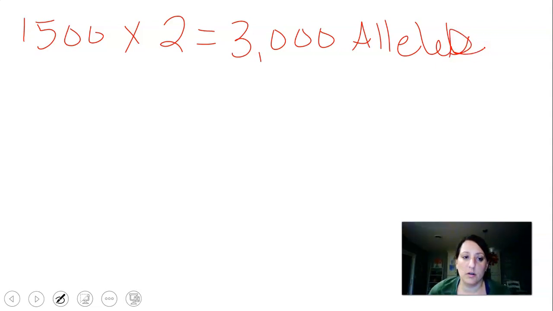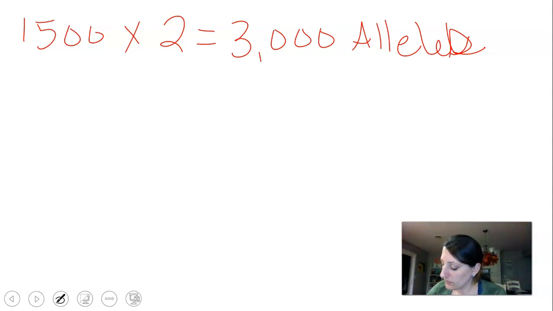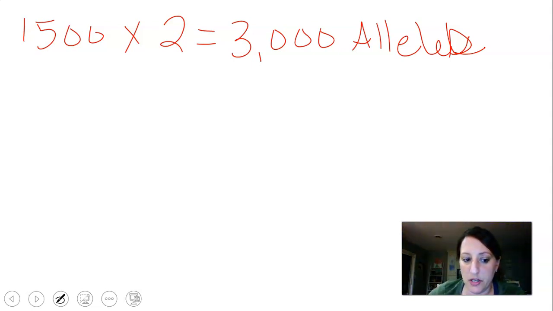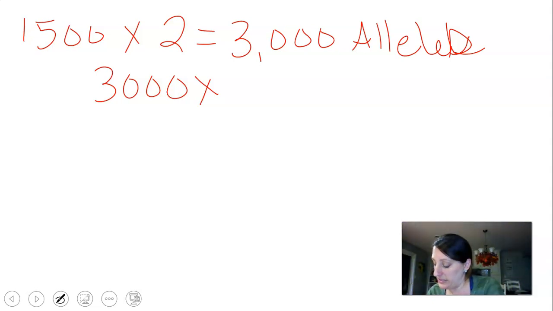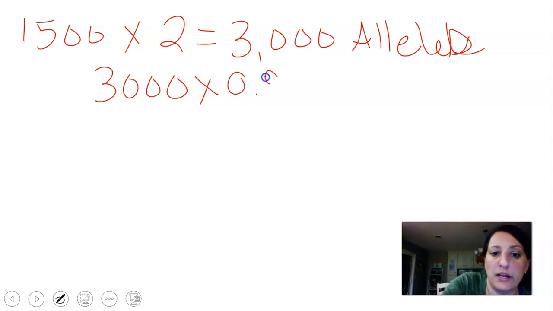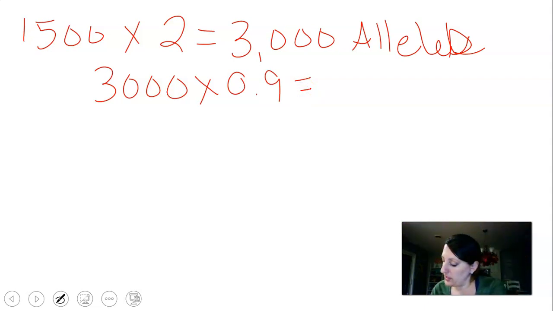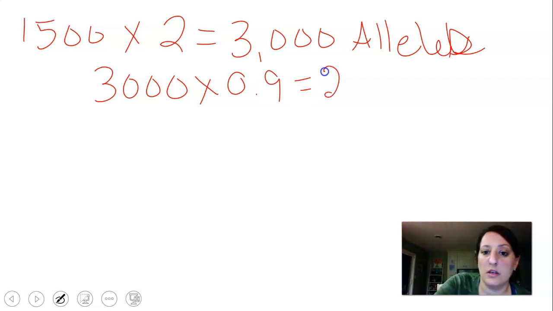Okay, so 3,000 total alleles for this particular gene, eye color. And so in that original population, let's figure out how many of those 3,000 alleles were brown alleles. So we're going to do 3,000 times the original frequency of P in that population, which we know was 0.9. And so if I do that math, that's 2,700. So that's the number of brown alleles.